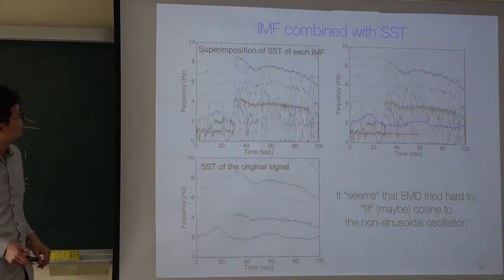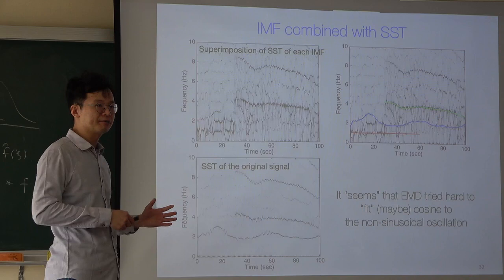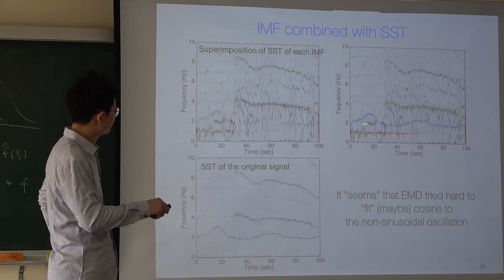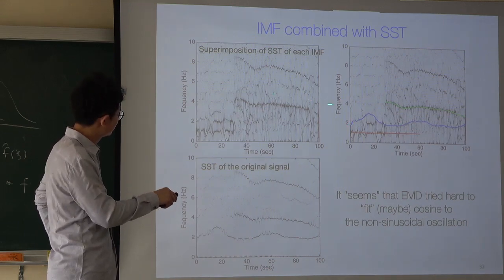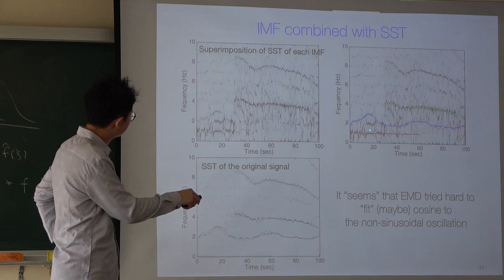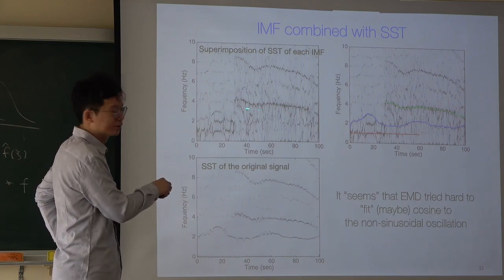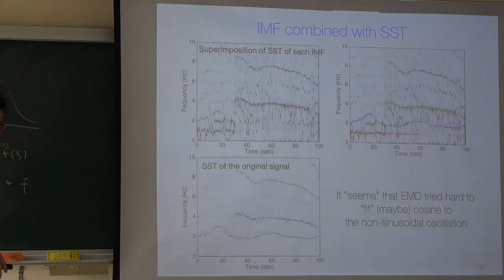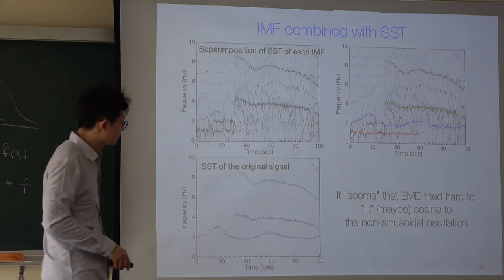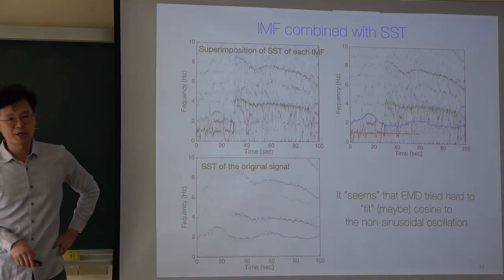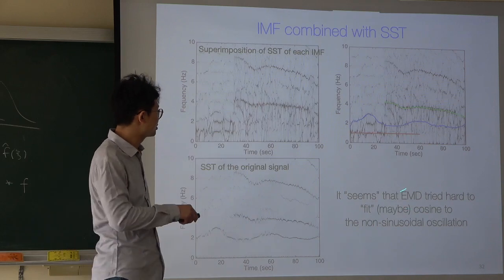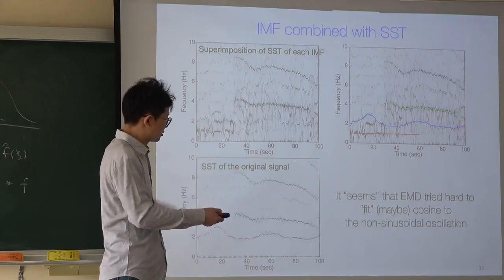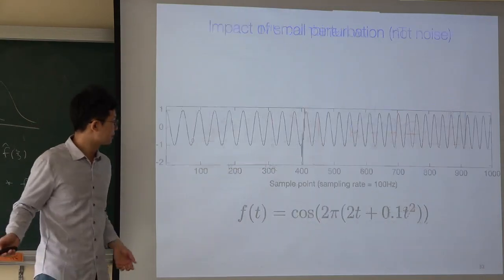And if you apply synchrosqueezing to each IMF, it is still challenging to say which one is which, isn't it? This one is kind of relatively well recovered, but this blue one, I don't know what it is, and this red one is difficult to say. So it is kind of challenging. EMD seems to fit a cosine function to the signal, but we don't know what's going on. Again, there's no theoretical analysis. We don't know what's really going on.